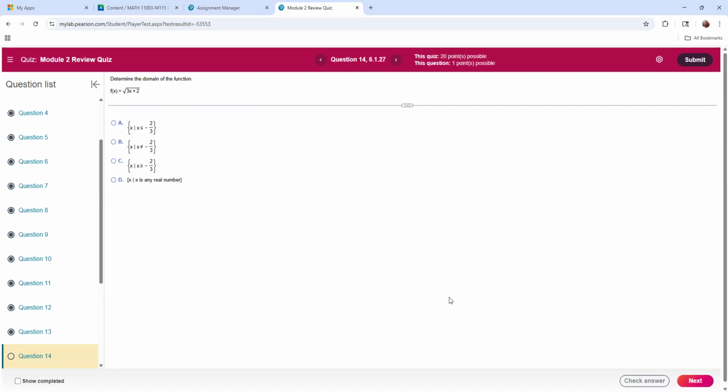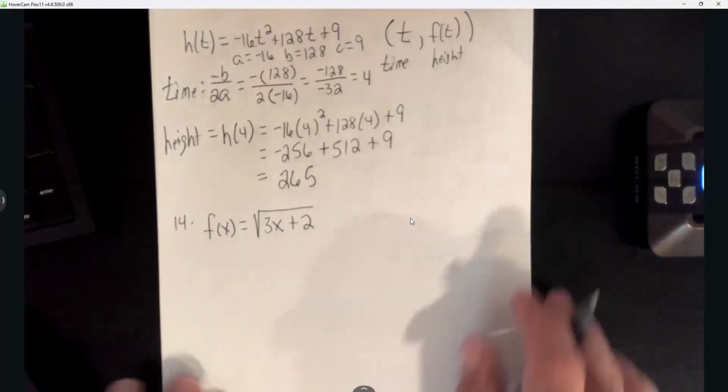All right, y'all, 14. f of x equals the square root of 3x plus 2. And they want me to determine the domain. We'll stay on this one. So let's do this one and then we're going to take a break, okay?